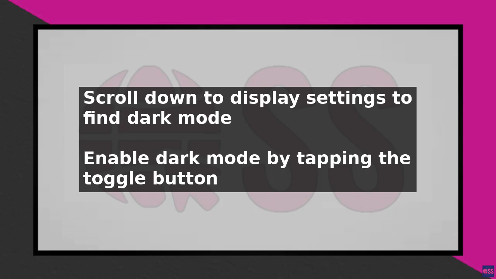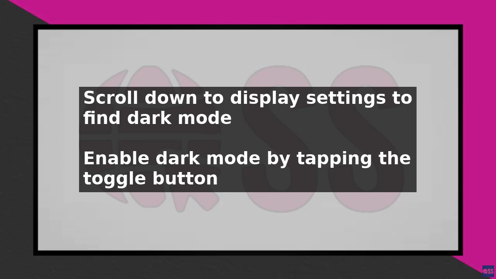The app will immediately switch to dark mode, changing the background color to a darker shade and adjusting the text and icon colors for better visibility. If you want to switch back to light mode, simply toggle the button off.